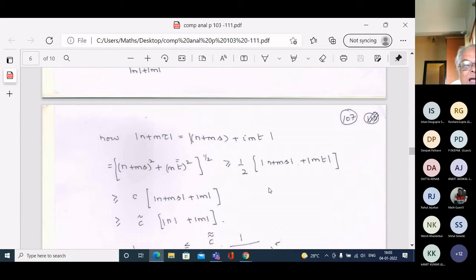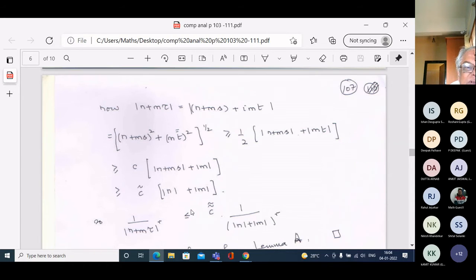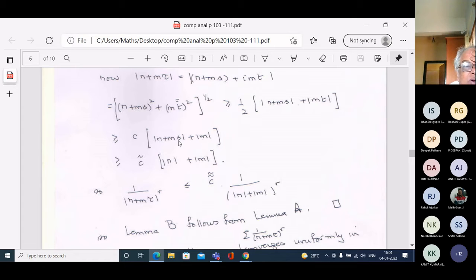I can drop the t and I have some constant which is uniform, because t is going to be something fixed. Remember, t is my tau, something fixed. So this I can make greater than or equal to something with m, and then I can drop the s. Here c and c tilde are some constants. They will depend on s and t, I don't care. Therefore 1 over n plus m tau is less than 1 over n plus m to the r, and this is finite, and therefore you get that lemma b follows from lemma a. Here r is greater than 2.